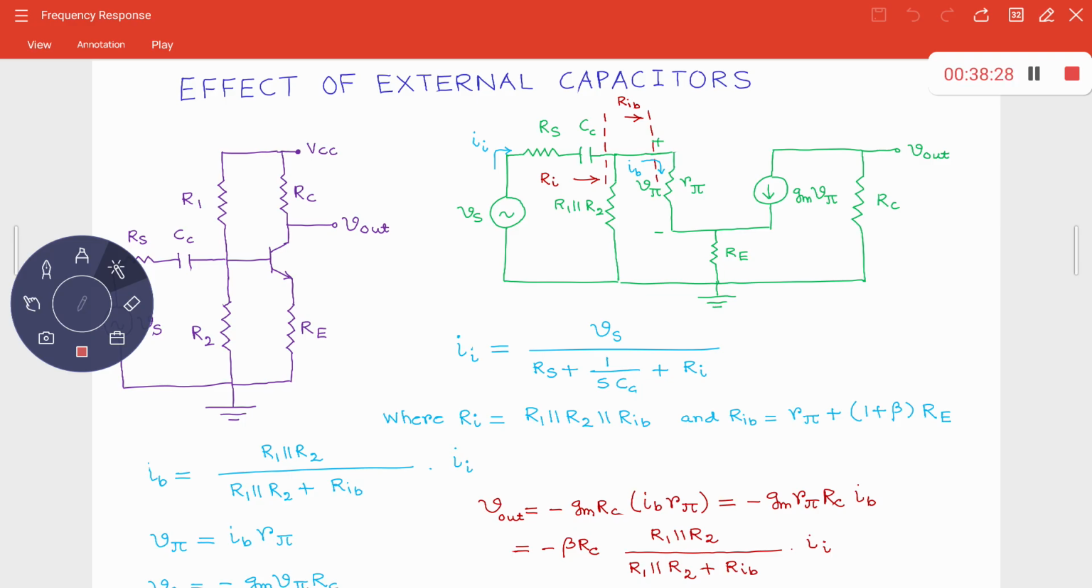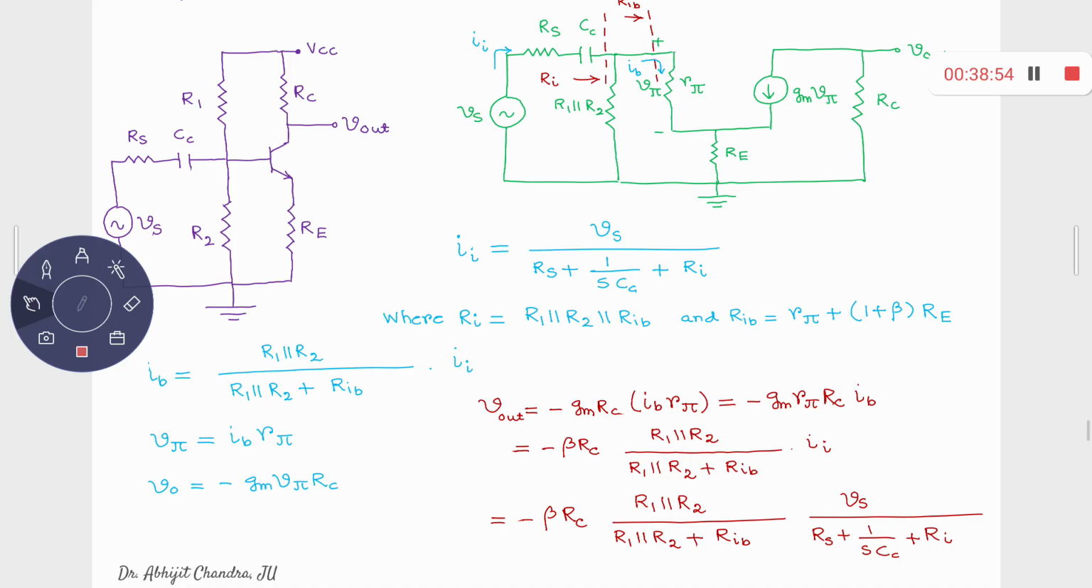Okay, fine. And then what is your V out? V out is minus gm V pi times this RC. Right? And what is your V pi? V pi is nothing but I_b times R pi. I_b is the current which is flowing through this, and across this R pi, the voltage developed is V pi. So I_b times R pi is equal to your V pi. So accordingly, if you just simply substitute those values, then what we are getting is this one.